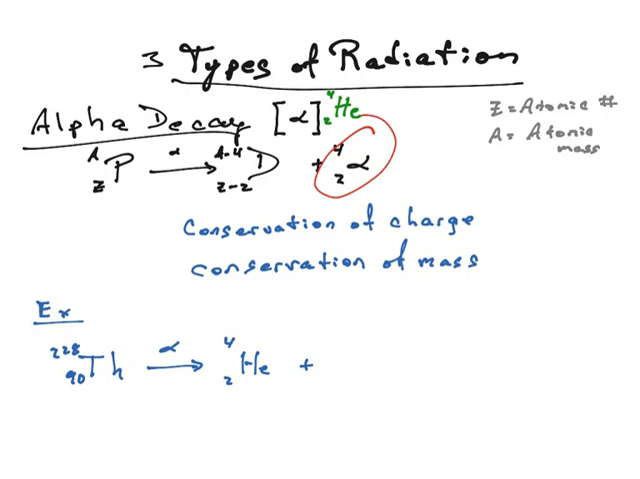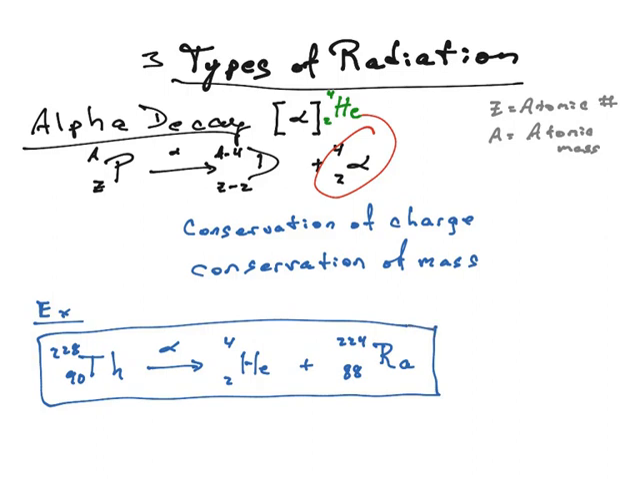Well, whatever the thing is, its atomic number has to be 2 less than thorium's. So instead of 90, it's 88. And we know its atomic mass has to be 4 less, so 224. And so now all we got to do is look at the periodic table, look up what the heck is element number 88, and it turns out it's radium.